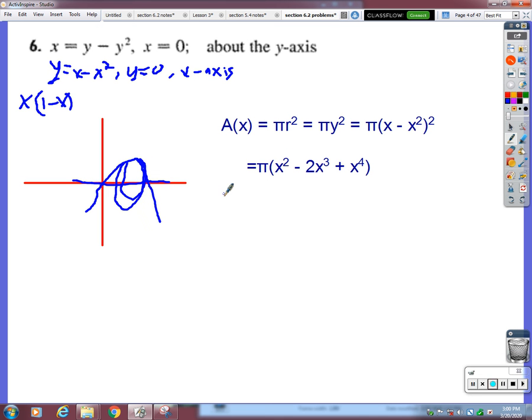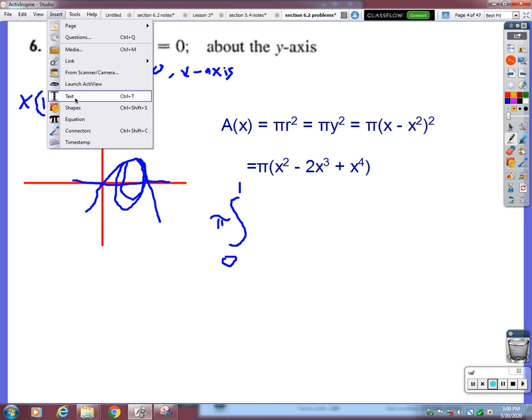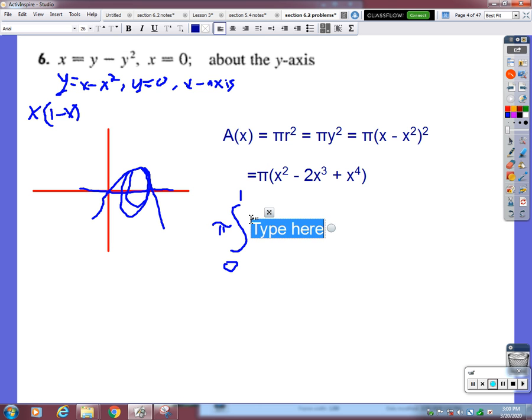Okay, so that means that our integral sets up to be, I'm going to go from 0 to 1. I'm going to have the pi in front. And what I'm integrating is x squared minus 2x cubed plus x to the 4th dx.